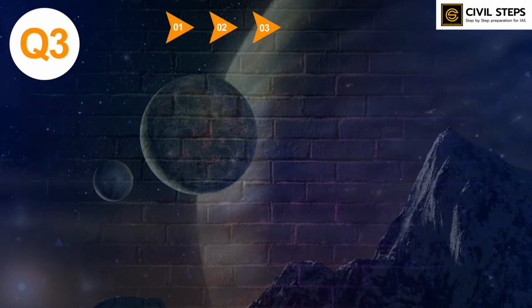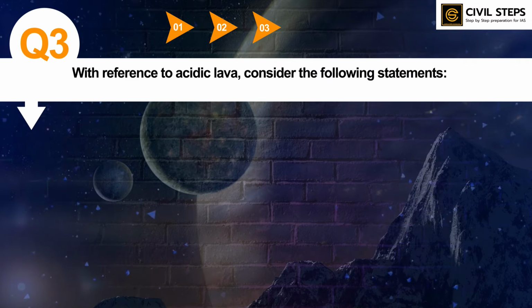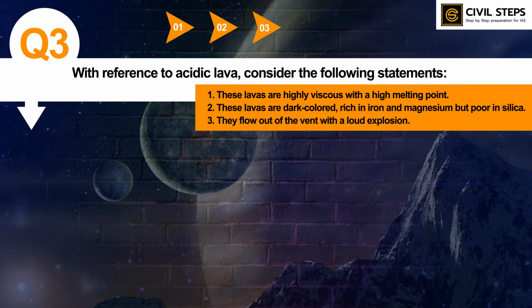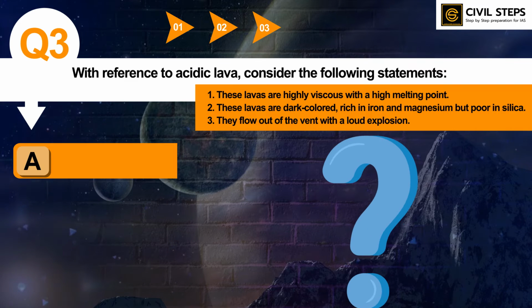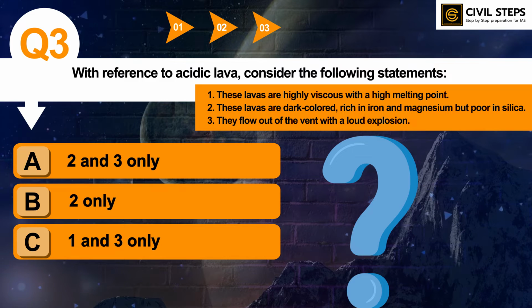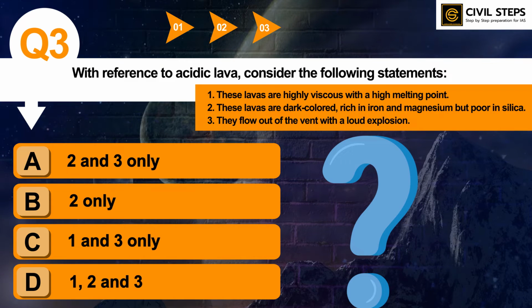So here is question number 3. With reference to acidic lava, consider the following statements. First, these lavas are highly viscous with a high melting point. Second, these lavas are dark colored, rich in iron and magnesium, but poor in silica. Third, they flow out of the vent with a loud explosion. So which of the statements given above is or are correct? Option A 2 and 3 only, B 2 only, C 1 and 3 only, option D 1, 2 and 3. So you can mention your answer.